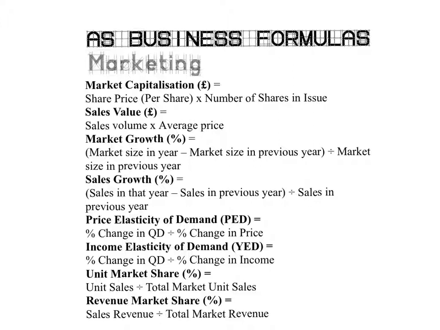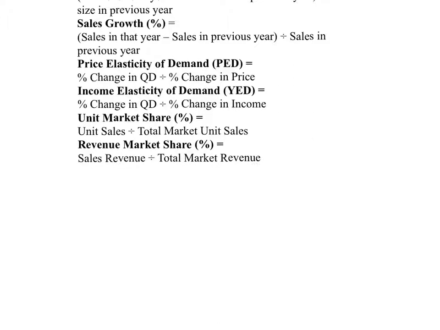Perhaps people stray away from fast food and go for fine dining when there's a higher change in income, all examples of luxury goods. Now the final two are very, very similar. You've got your unit market share and your revenue market share, and they're both ways of measuring the company's market share to see how well they're doing in the current market.